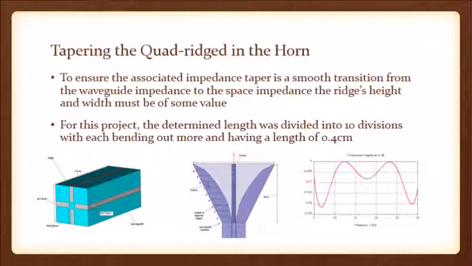What they have done in this paper is they have a flared horn that is divided into 10 sections. Each section is 0.4 centimeters, and with each division, the horn is more and more flared out. As you can see in the middle picture, this demonstrates what they have done in the paper, with each division flaring out more, with 10 divisions of 0.4 centimeters each.